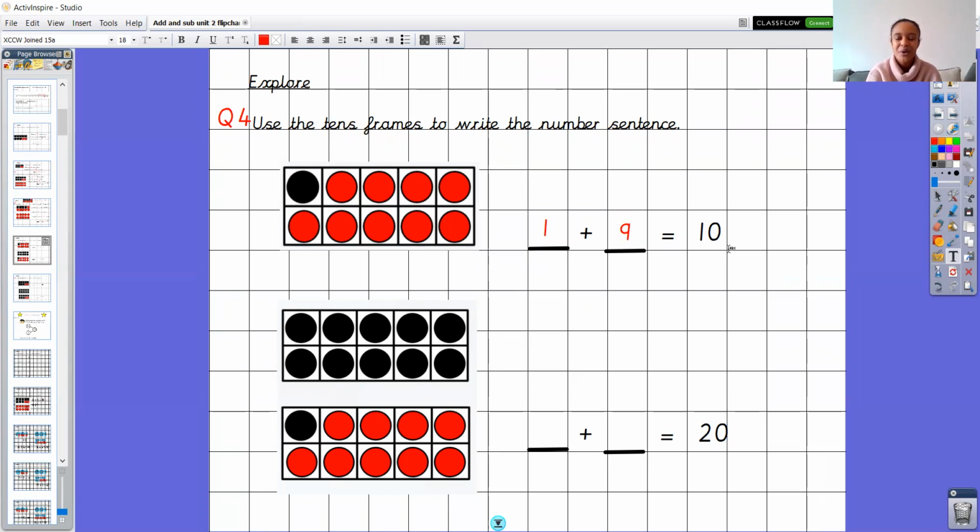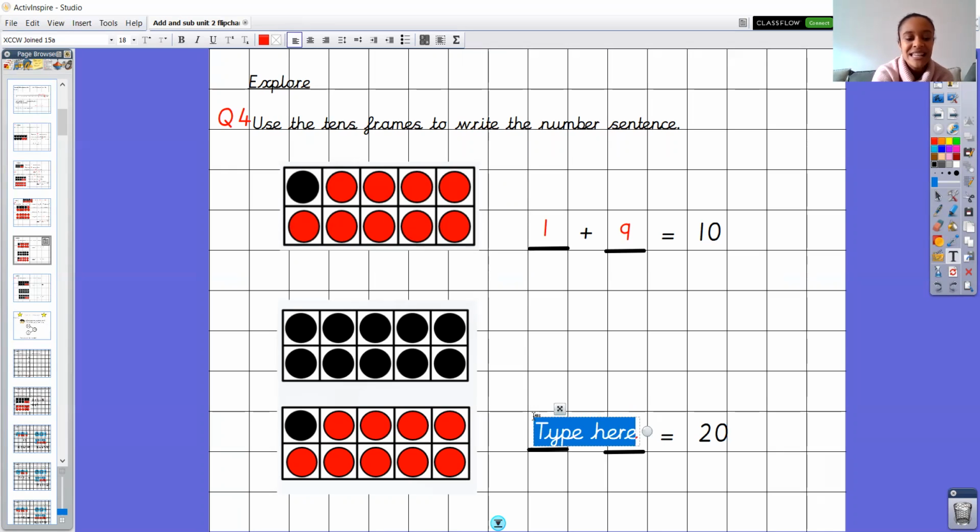So now, what number sentence do you think I can see on these two tens frames if I use this number sentence to help me? I've still got 9 red counters. I'm going to pop the 9 in. But it's not 1 that I'm adding because that would still give me 10. I've got how many black counters? I've got 11 black counters.